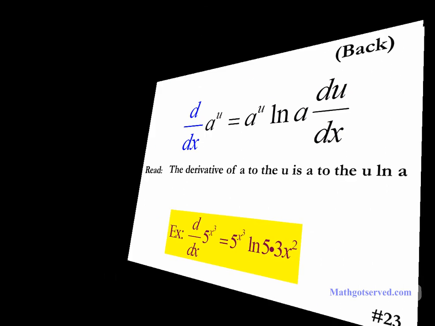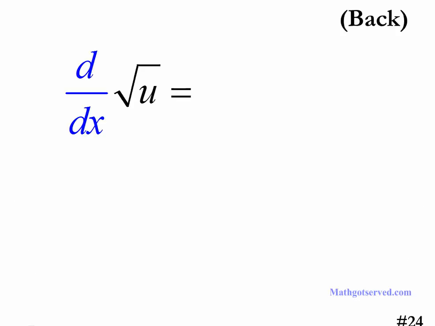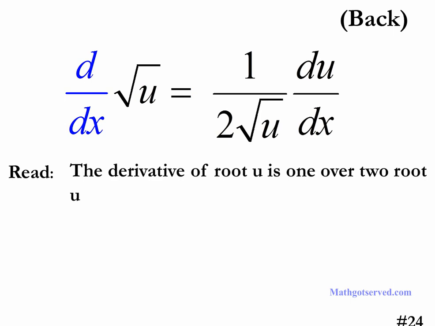Now let's take a look at formula number 24, the derivative of root u. Now, this is just a shortcut. Remember, root u can be expressed as u to the 1/2, and then you can apply the power rule there to find the derivative, but this is a shortcut, basically summarizing the application of the power rule and the simplification process that you have to do after that. So the derivative of root u, shortcut, is 1 over 2 root u du dx.